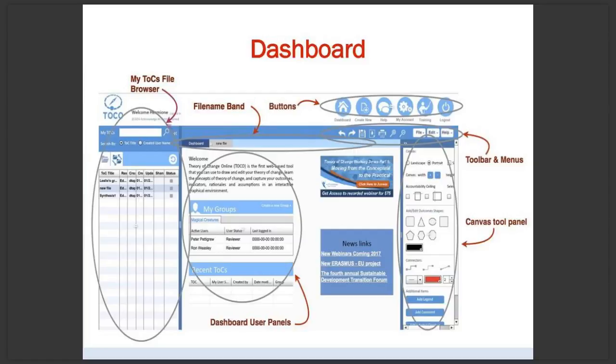So you see over here on the left, the file browser, or the My TOCs directory, it's called. All the theory of change files that are connected with you will appear here. This is a dashboard that an enterprise level user sees. A premium level user will not have these two little panels, but will have some other choices. Then this is a little bit of information from Acknowledge.